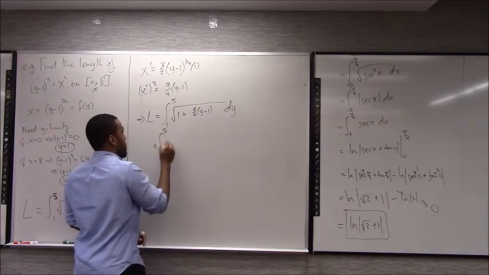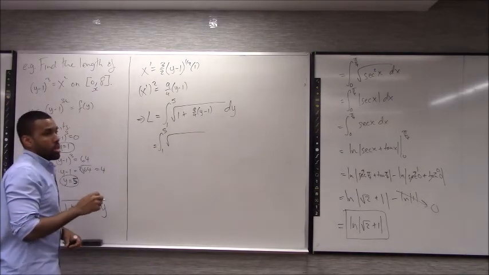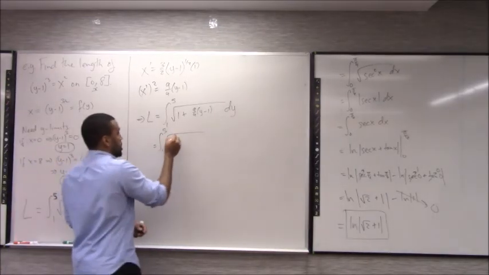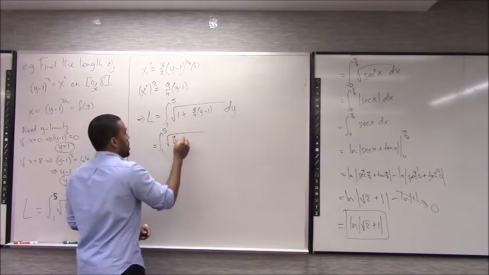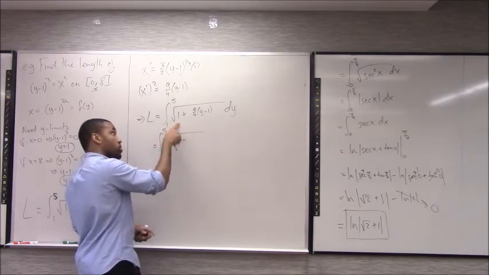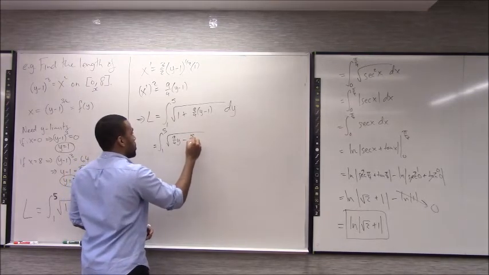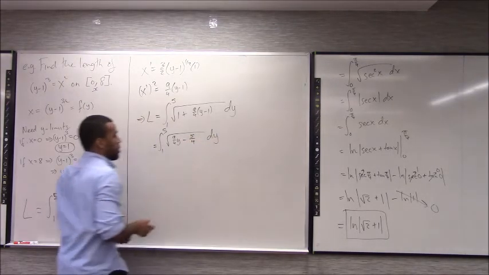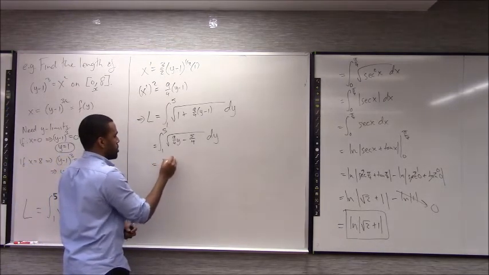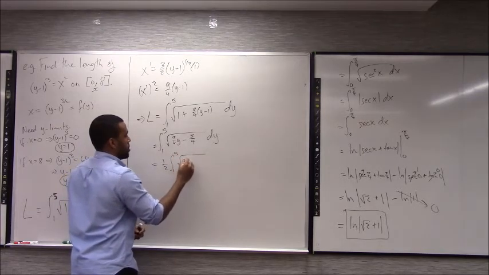How do we do that? Simplify, so we can get this to be 9 over 4y. So it's 1 minus 9 over 4, which is 4 over 4 minus 9 over 4, which is what, 5 over 4? We can maybe factor out a quarter, just get rid of the annoying fractions.